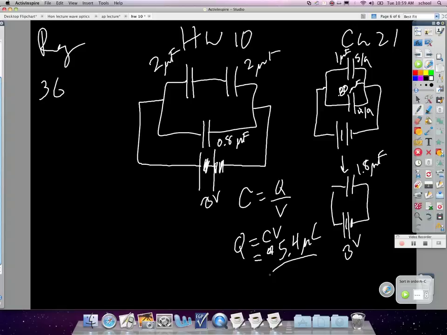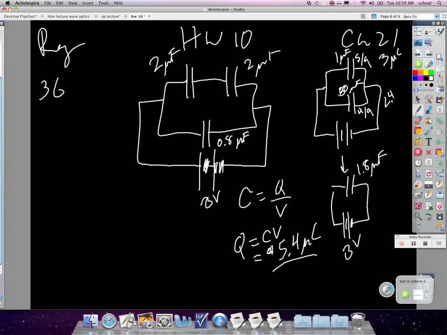So now, take 5/9 and put it on there. So what's 5/9 of 5.4? I didn't want to try that. 3. This is 3 microcoulombs of charge. And what's 4/9? Oh, it's going to be 2.4. It's a proportion. How much charge is on this capacitor?